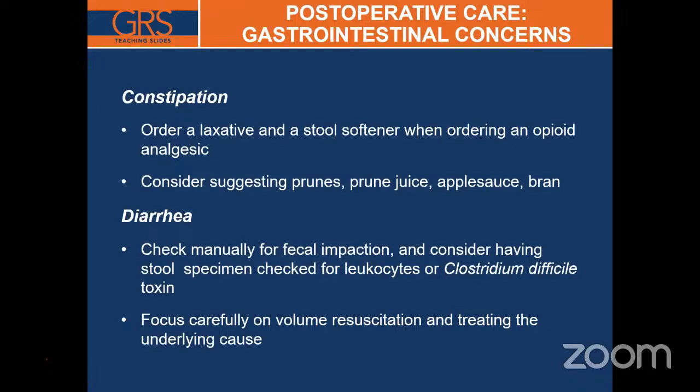Gastrointestinal tract complications postoperatively could be due to either constipation or diarrhea. Constipation is common in elderly patients. Ordering a laxative and stool softener when ordering opioid analgesics is recommended, and also consider suggesting prune juice and applesauce, which will help facilitate softening of the stool.